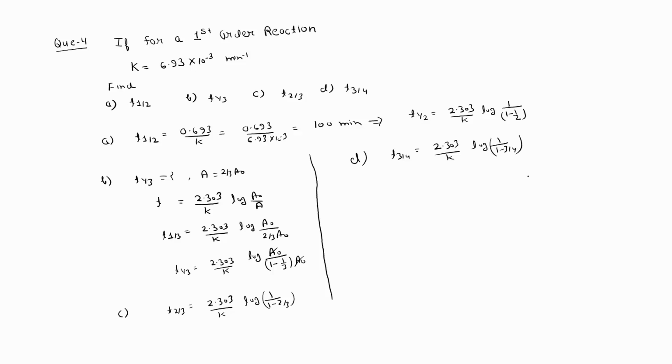So if you can see the pattern here, if it is T half, then it is log 1 upon 1 minus 1 by 2. If it is asked 1 by 3, it is log 1 upon 1 minus 1 by 3. If it is asked 2 by 3, it is log 1 upon 1 minus 2 by 3. If it's 3 by 4, it is log 1 upon 1 minus 3 by 4.